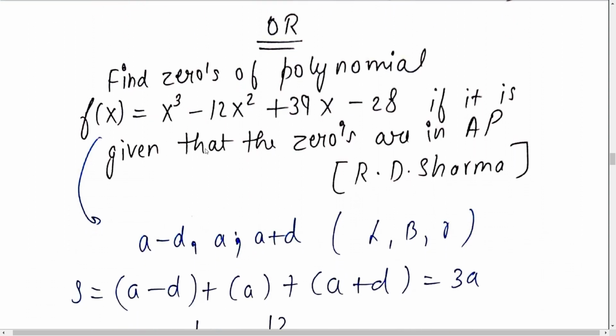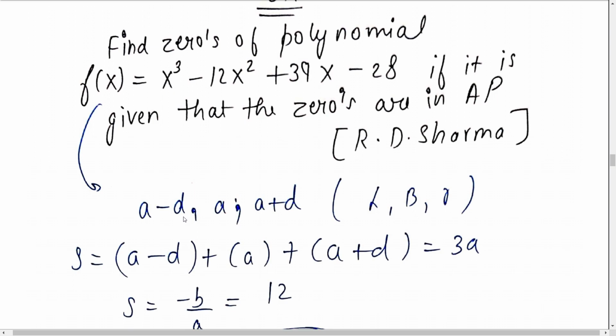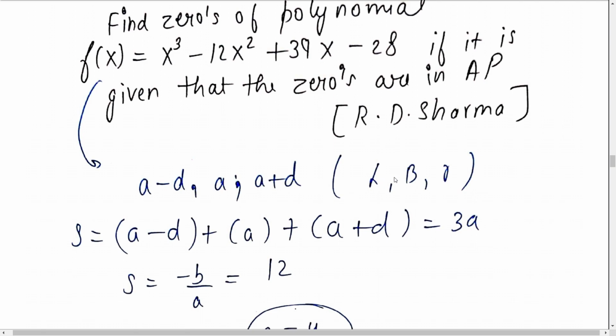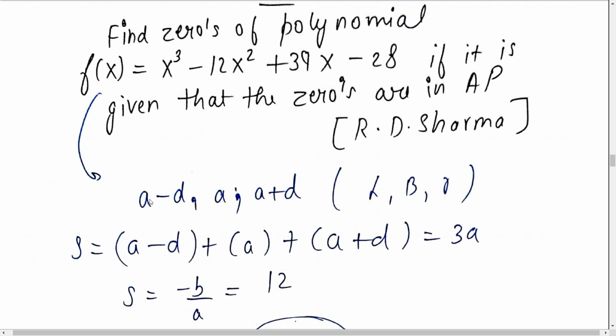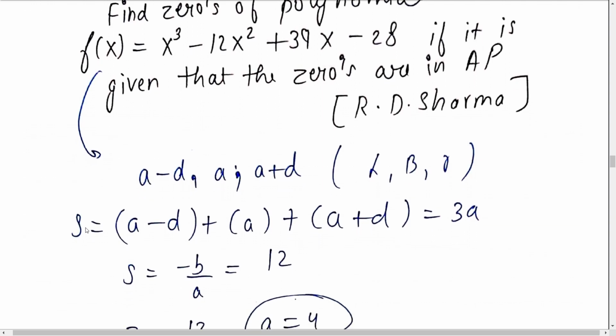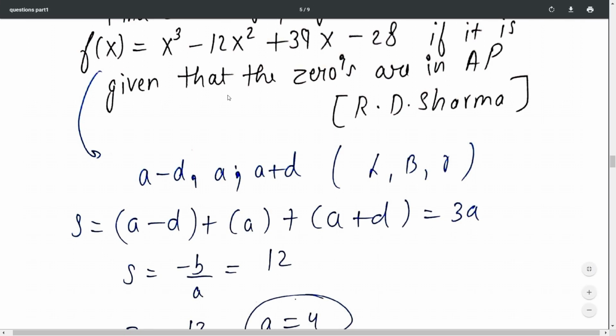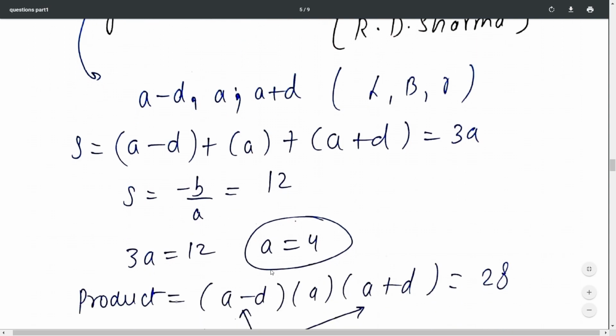I'll solve one question. I've taken three roots because it's a cubic polynomial: a minus d, a and a plus d, alpha, beta and gamma analogies, right? I hope you understand this. We have to select three roots, so I'm selecting these. The reason I've already given: when I add them, the sum becomes 3a, and I know the sum of roots is 12, minus b upon a from here, right? So I get 3a equal to 12.